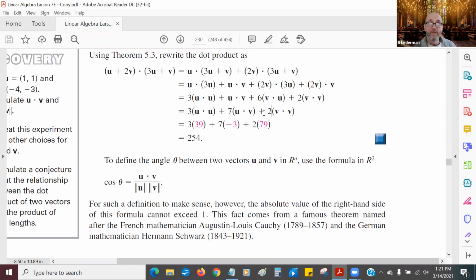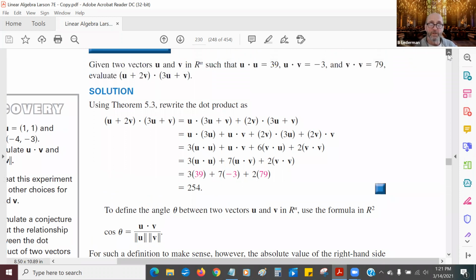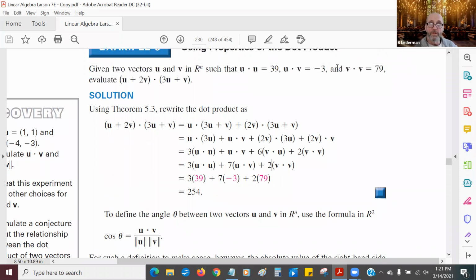And I was given the numbers in the problem. So we were given these numbers up on top, and that's just 3 times 39, 7 times negative 3, 2 times 79, which comes out to a grand total of 254.